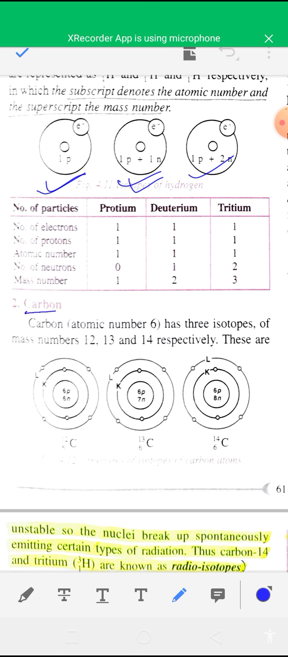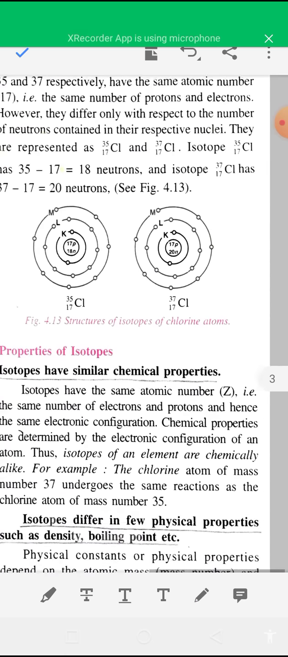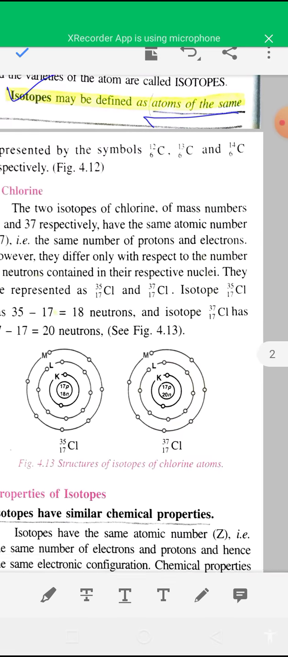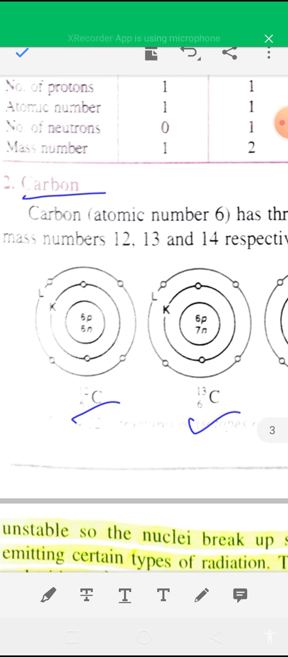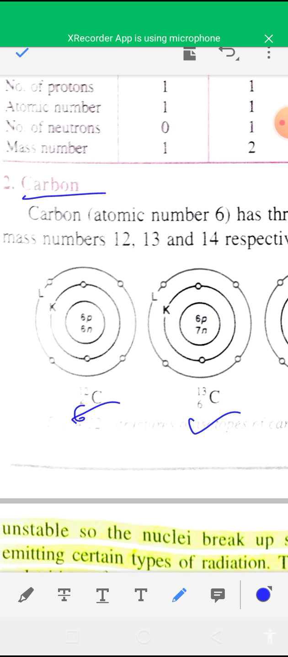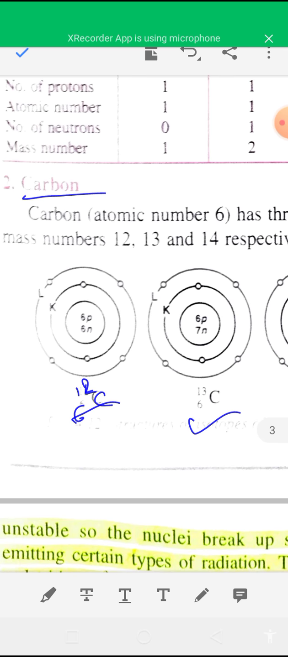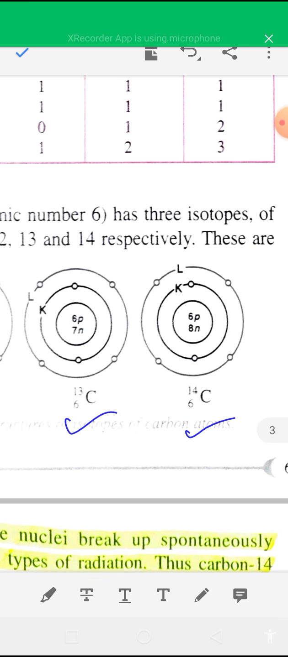Isotopes of carbon: three isotopes of carbon, 6C12, 6C13 and 6C14. The structure is also given, you can draw this structure. In 6C12 there are 6 protons, 6 neutrons and 6 electrons, and in 6C13 there are 6 protons, 7 neutrons and 6 electrons, and in 6C14 there are 6 protons, 6 electrons and 8 neutrons.